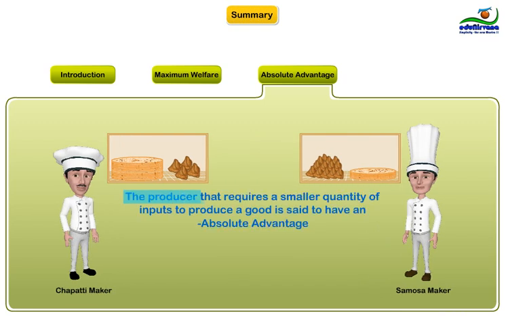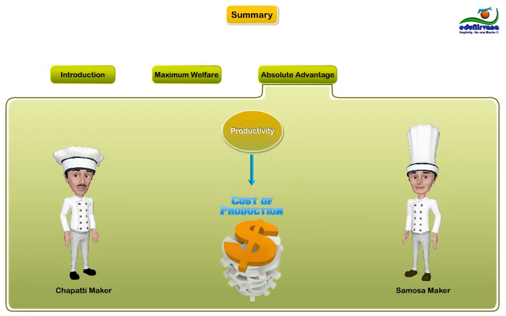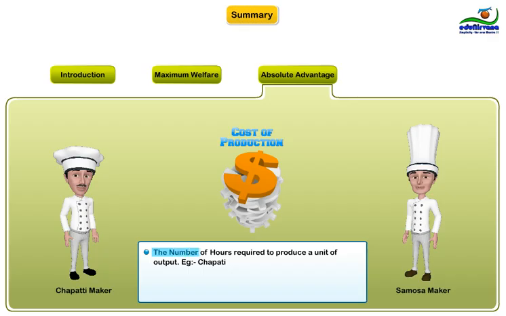A producer that requires a smaller quantity of inputs to produce a good is said to have an absolute advantage in producing that good. Productivity reflects directly into cost of production. There are two ways to measure differences in costs of production. The number of hours required to produce a unit of output, for example, 1 unit of chapati. The opportunity cost of sacrificing one good for another.